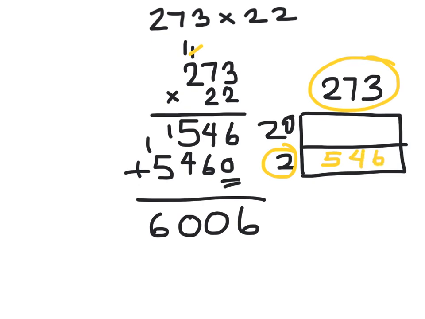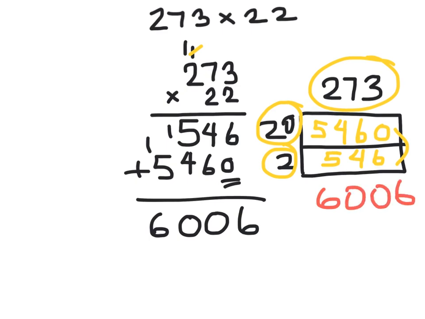546. And then you're multiplying 20 by 273, and you're getting 5,460. And when you add those together, then you're going to get 6,006. But imagine those are just like 6,006 little tiles created in an array. Just don't forget where those numbers are coming from.